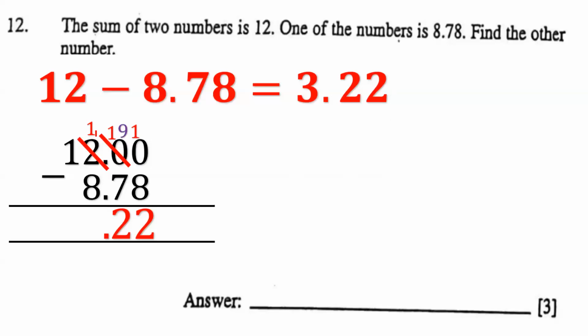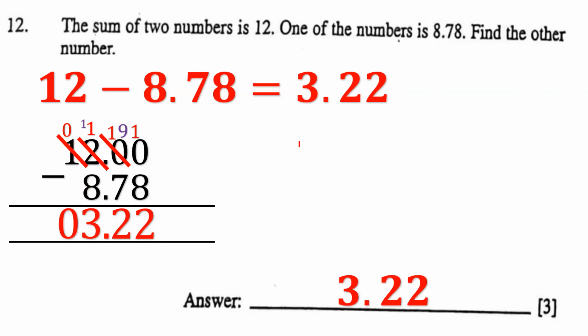Now we have 1 minus 8. Well, we can't do 1 minus 8, so we have to borrow from this side. So we're going to say 1 minus 1 is 0. And we put the 1 here. So it's going to be 11 minus 8. What is 11 minus 8? Well, 11 minus 8 is 3. So the answer here is going to be 3.22.